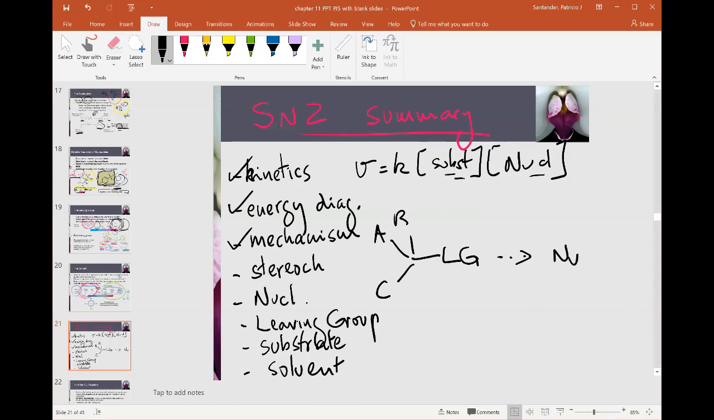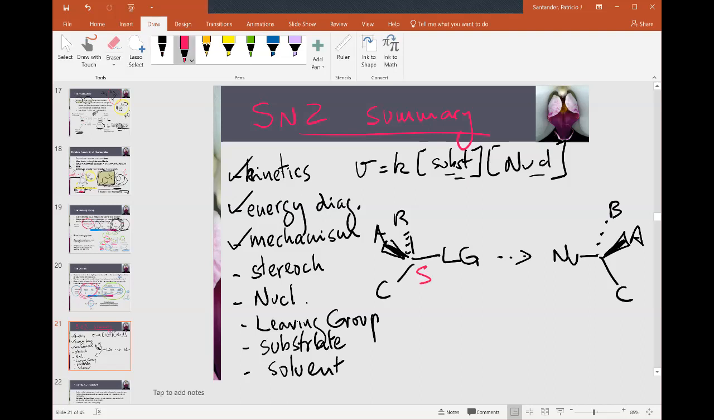You will have the nucleophile attached from the opposite side, and then you will have your A, B, and C over there. And that means that if the stereochemistry of the starting material was S, then the stereochemistry of the final product will be R. So that is going to be quite distinctive. And then we discussed the effect of the nucleophile, leaving group, substrate and solvent.